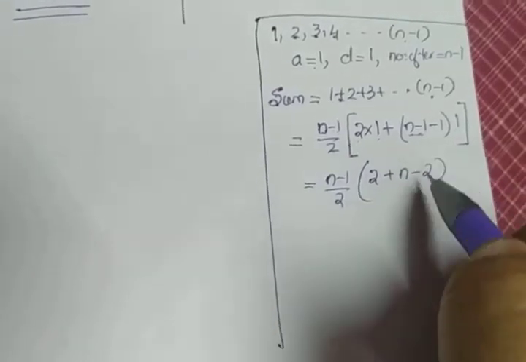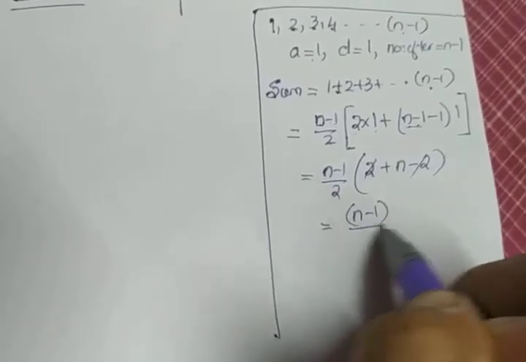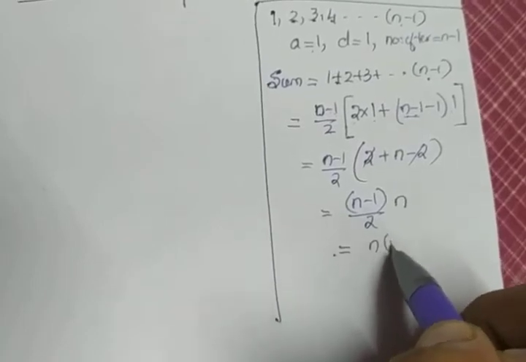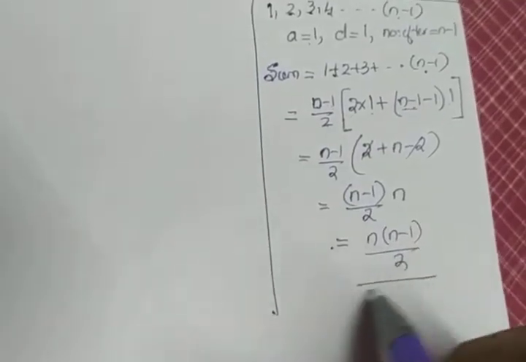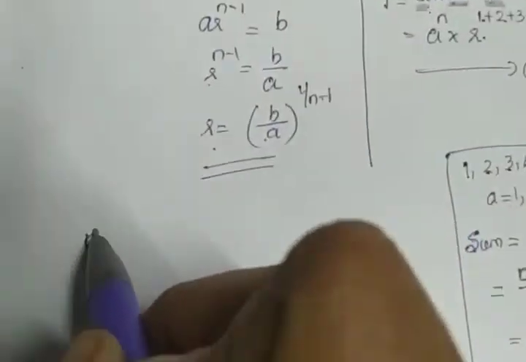N minus 2. Minus 2 and plus 2 get cancelled, giving you (n minus 1) in by 2 into n. So we are getting the sum as n into (n minus 1) by 2. Okay, this value we will substitute here as the power. So we are going to rewrite the equation.